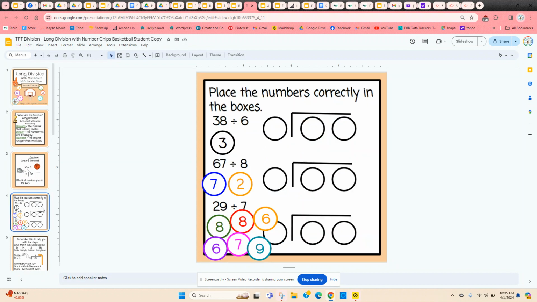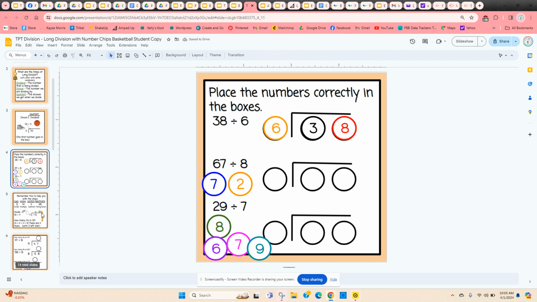So slide 4, that's all students are going to be doing, is moving these number chips into the correct place so they know where they go in the division problem. So 38 divided by 6, they're going to click and hold on the edge of the number chips to move them into place. And every slide has every number that the students need. So they're going to do the same with the other two problems.